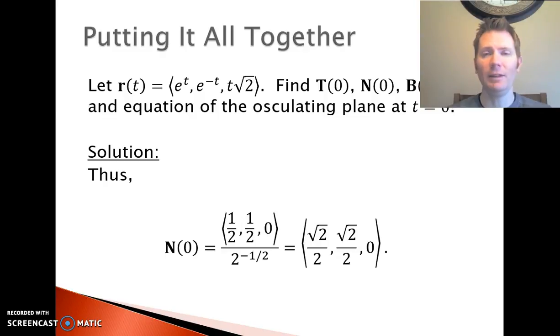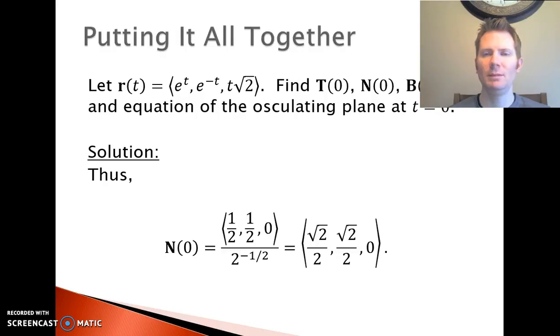Again, I'm leaving a lot of the algebra to you here. You should be able to verify that that is the answer here. Remember, calculus itself is not difficult. It's the algebra that trips a lot of people up, so make sure that you can do that algebra. So we have two pieces now, T of 0, N of 0. We need to find B of 0 next.